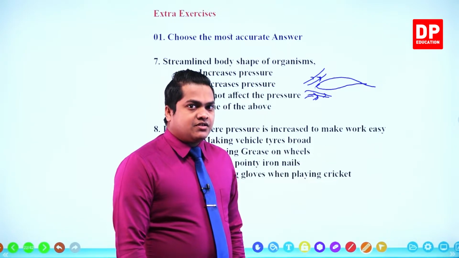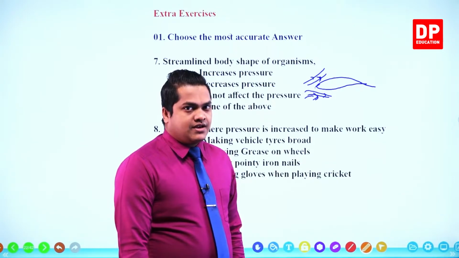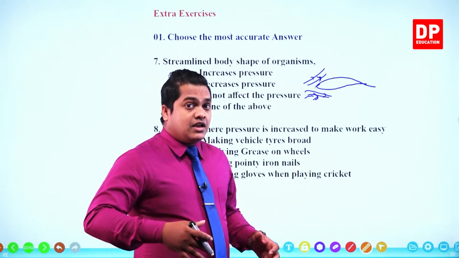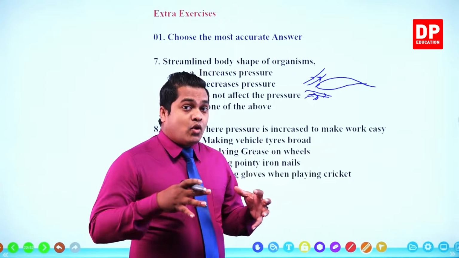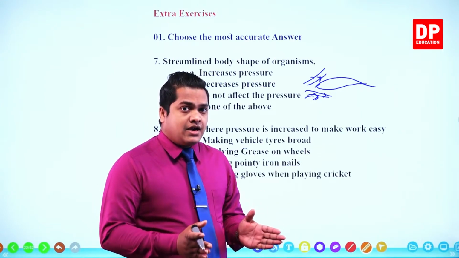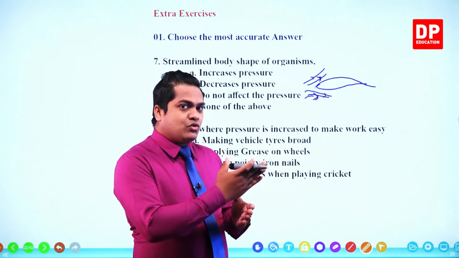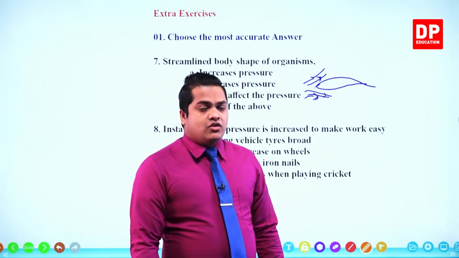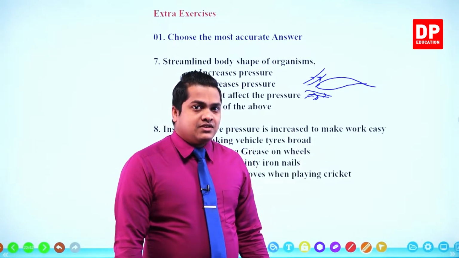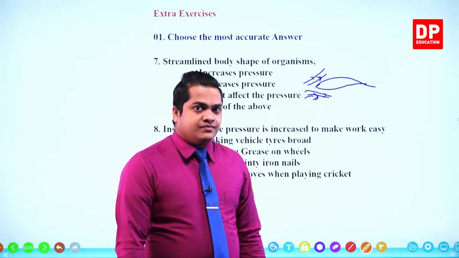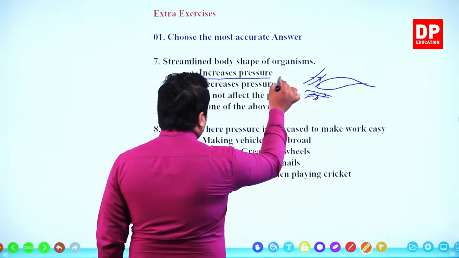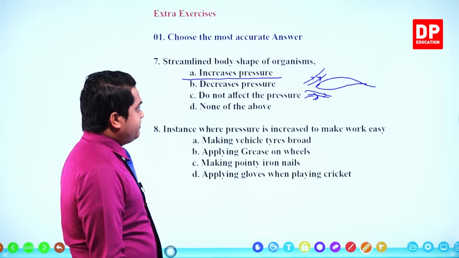How does it increase the pressure? By decreasing the surface area, right? So the pressure given by the body of the animal upon water is very high, so that it can pierce through water and travel quite fast. It helps for the locomotion. So this streamlined body shape of organisms helps to increase the pressure given upon water.